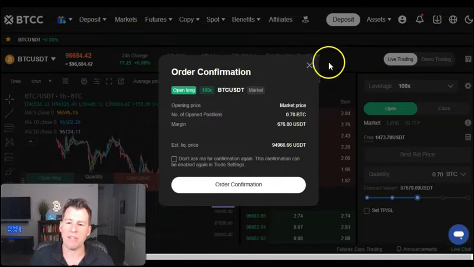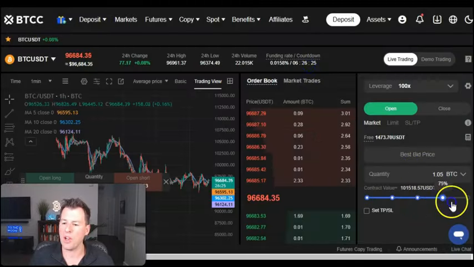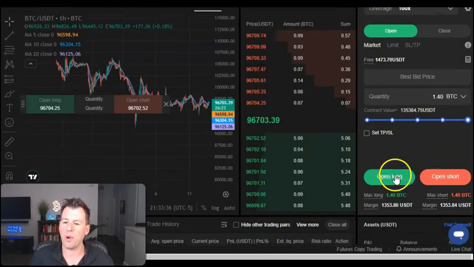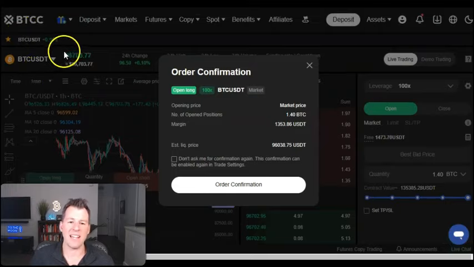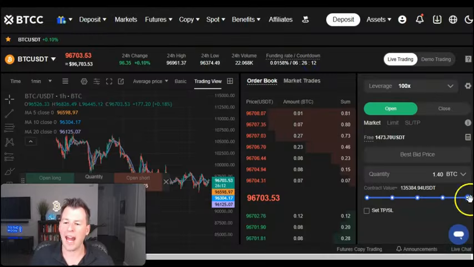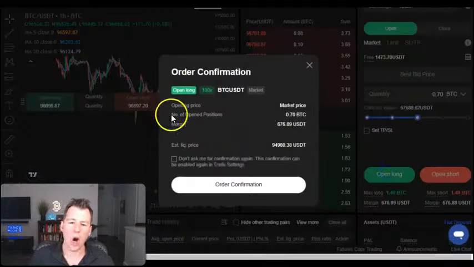But now let me see what the liquidation price is if I toggle this all the way to the right. So 1.4 BTC, open long. This gives $96,000. The price of BTC is $96,700, so that's not too much wiggle room. So I like it better going halfway up. I'm going to put up 0.7 BTC, open long.